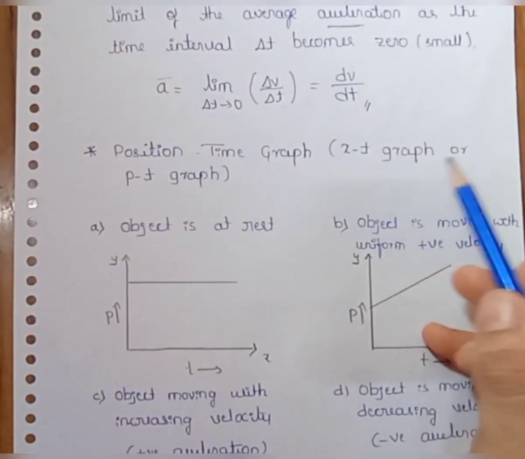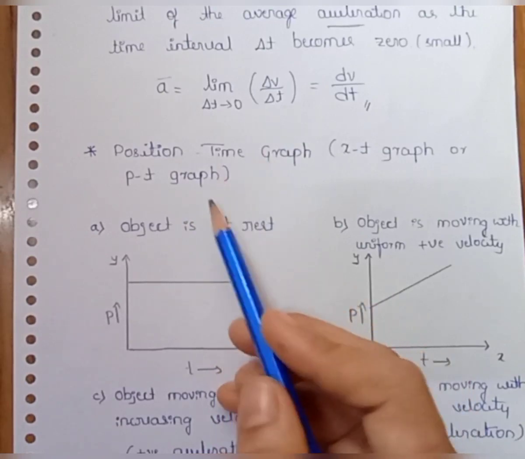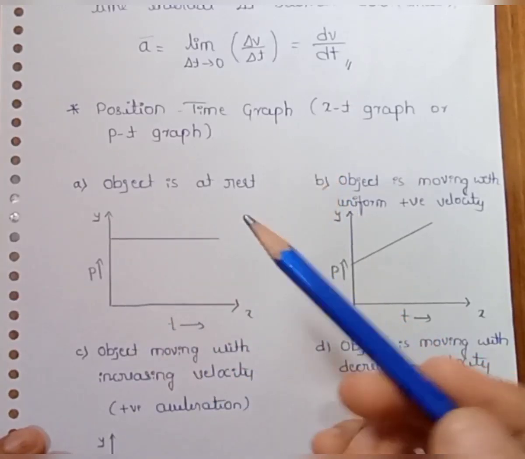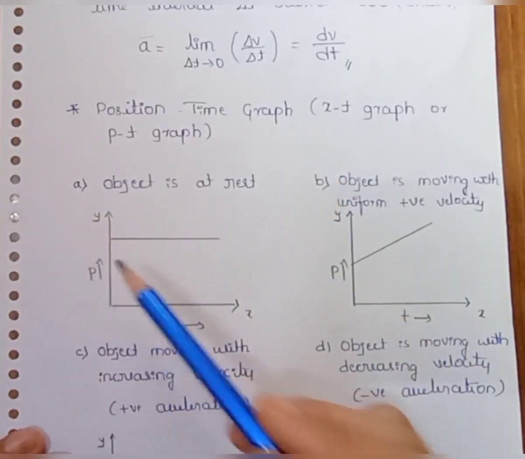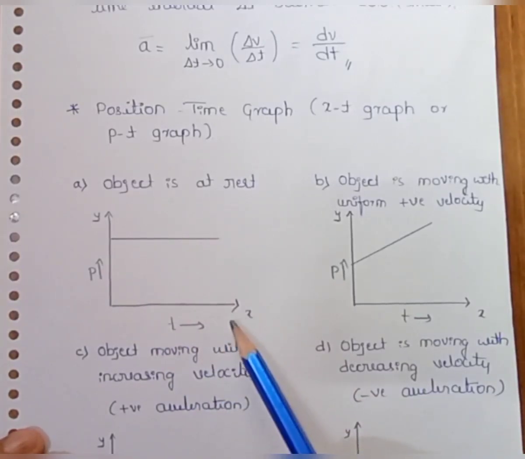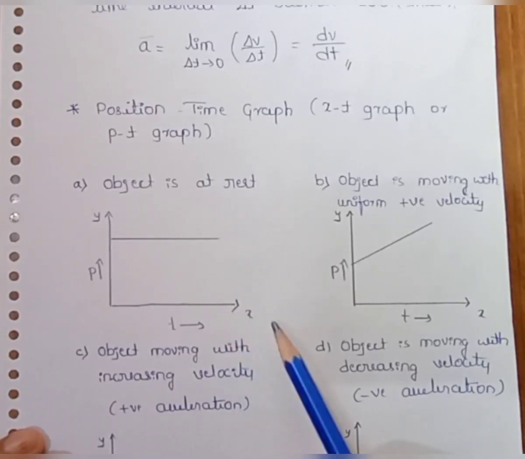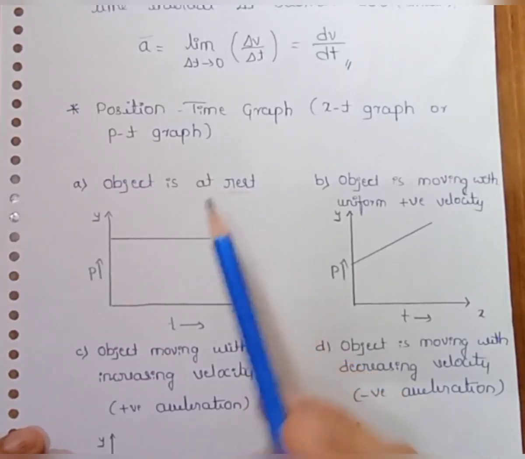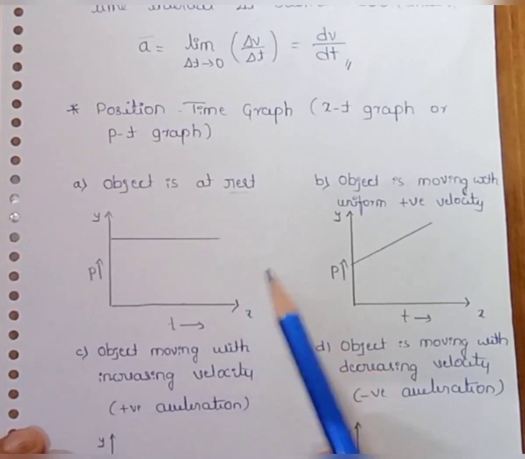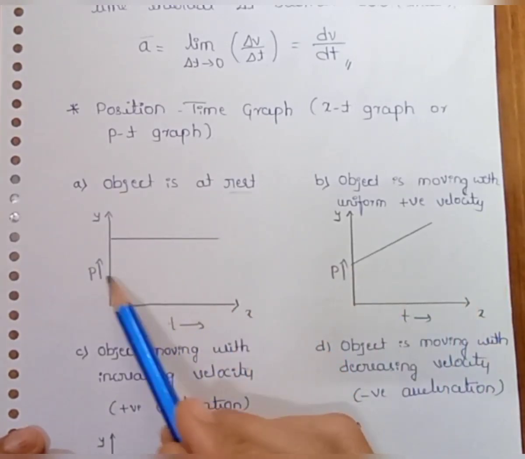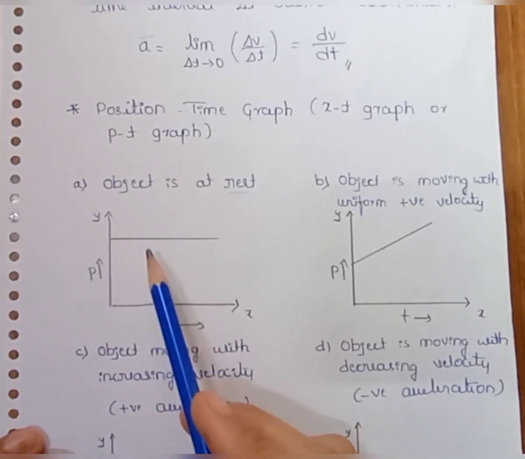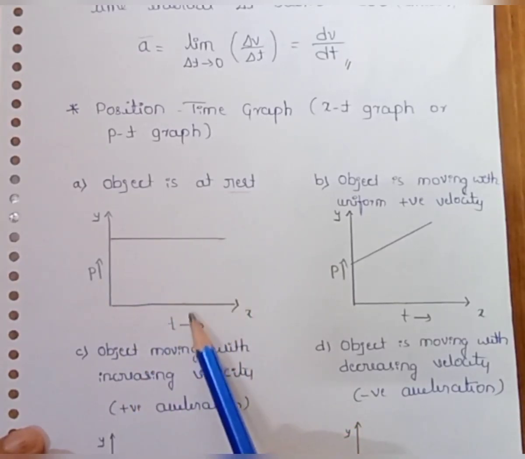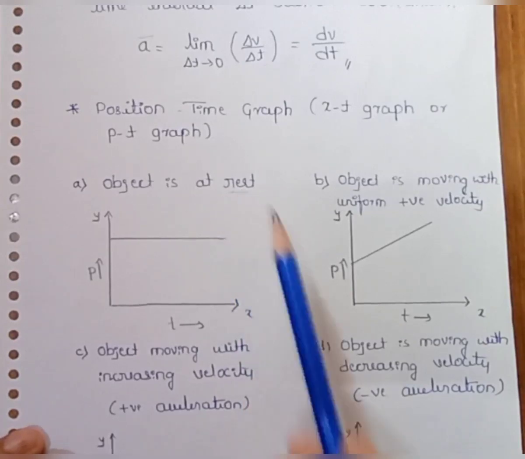Next one is position time graph. That one is the x-t graph of an object, or the p-t graph. What does this p-t graph refer to? When we take position along the y axis and time along the x axis, it is referred to as the p-t graph, position time graph. First case is when the object is at rest, that means it does not have any movement. Then the position line is parallel to the time line. This is the first graph for the object at rest.